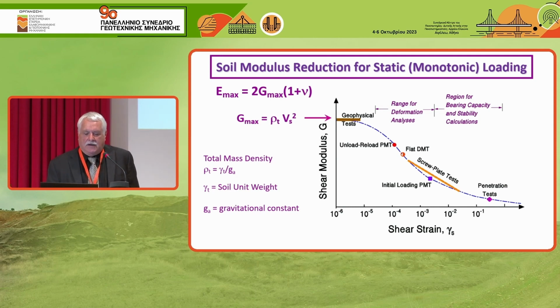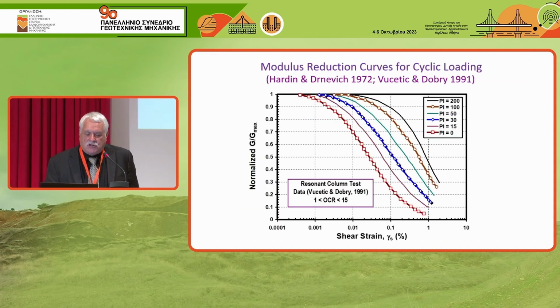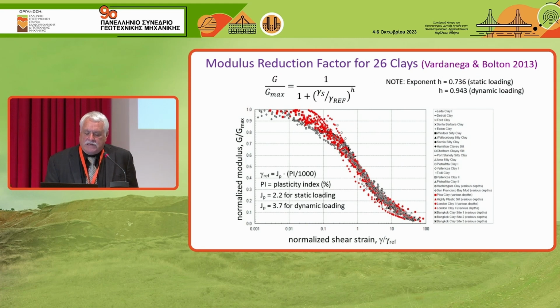So we have static reduction curves, and we have cyclic or dynamic. And so here are, say, the famous ones from Hardin and Drnevich, Vucetic and Dobry, where G over G max is the modulus reduction curve for cyclic loading versus shear strain. Here's a more recent set, by Vardanega and Bolton, 2013.